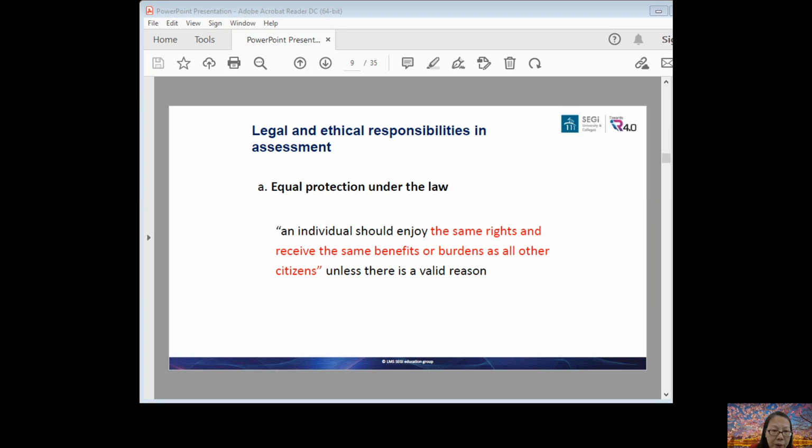The first right of an individual: everyone should be protected under the same law and treated the same, with the same benefits or burdens if there are any. When you're doing an observation, everyone should be treated the same. We follow and abide by the law that is given to us, and we abide by the policies that we know from the school.